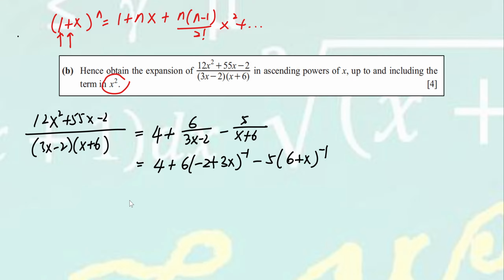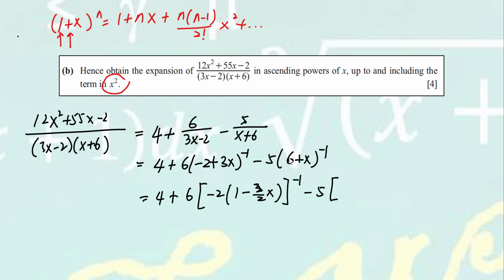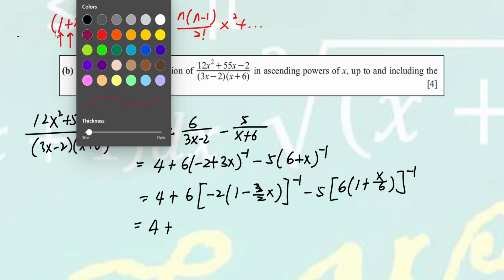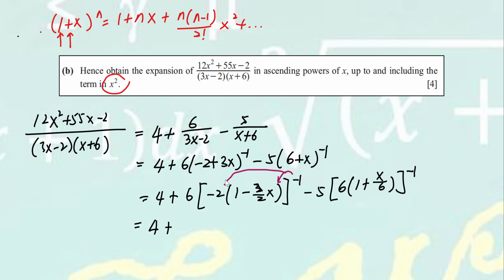So then here we need to make minus 2 into 1. That means you factorize minus 2. So 3 over minus 2 is negative 3 over 2. The whole term, power negative 1, minus 5, and 6 plus x, make it 1 from the 6. So factorize the 6, 1 plus x over 6. Then now here, 4 plus. Okay, the power of minus 1 must bring into both. Okay, both terms inside the square bracket.